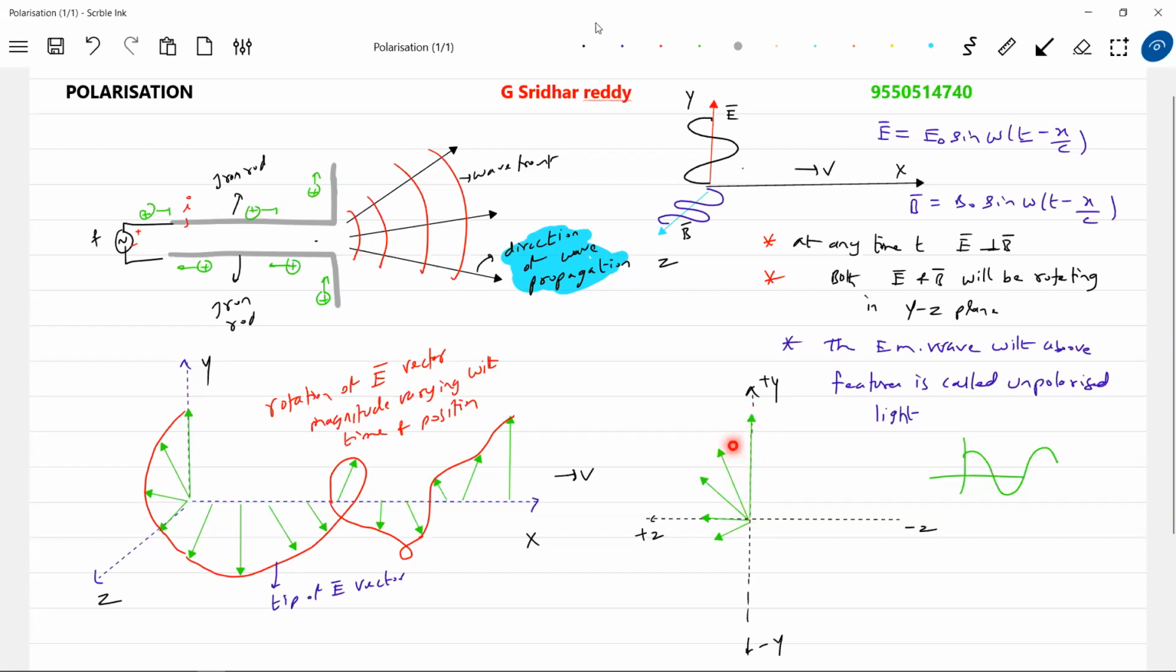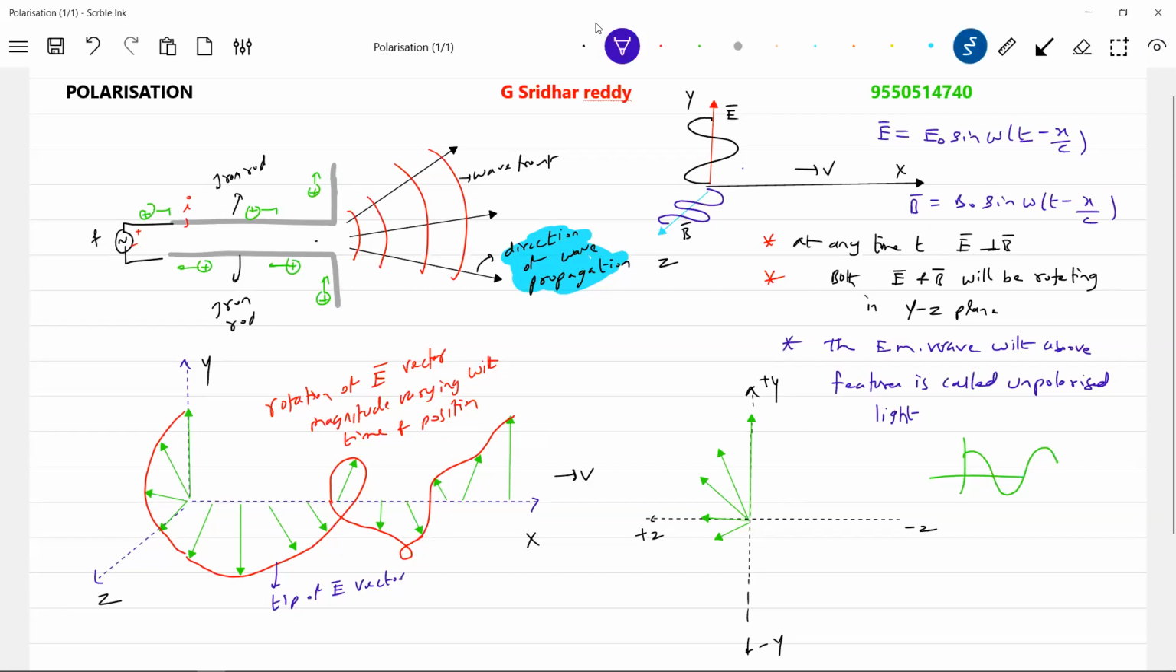Earlier E naught decreases to zero. Then again it increases, becomes maximum. Then again decreases. Again it increases. But what's happening to this E bar? This E bar should rotate, its magnitude should vary cosinusoidally, and also it should propagate. So when you plot that tip of E bar, it will be like this. This is unpolarized light.